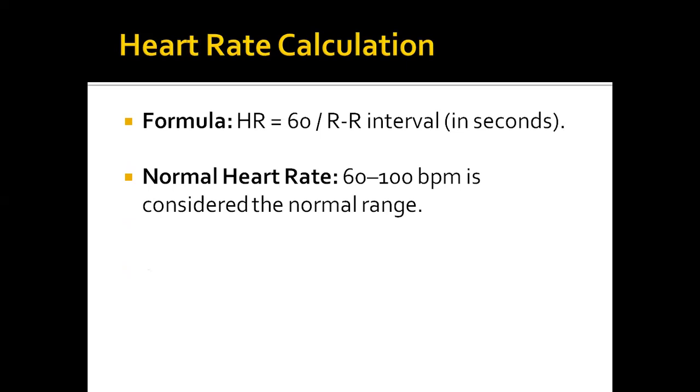Heart rate can be calculated using this formula. HR equals 60 divided by the R to R interval in seconds. A normal heart rate ranges from 60 to 100 beats per minute. Calculating the heart rate is a simple yet vital step in evaluating cardiac rhythm.